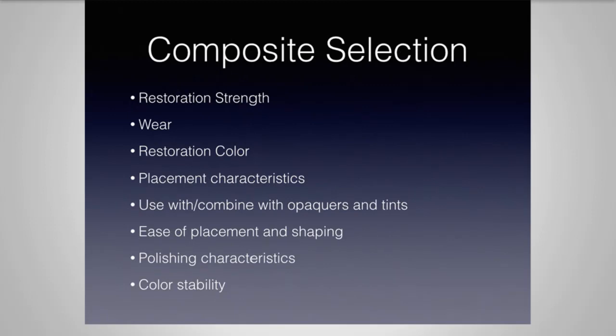When we look at the composite selection, of course, the scientific parameters that we looked at are the strength of the restoration, the wear, the color of the restoration, the placement characteristics, how you would be able to combine it with various opacers and tints, how easy it would be to place and shape, how polishable the material would be, and of course, color stability. I'd almost say nowadays when you and I order composite, we're probably looking at, for the most part, shades and probably the overall strength and wear of the restorations.